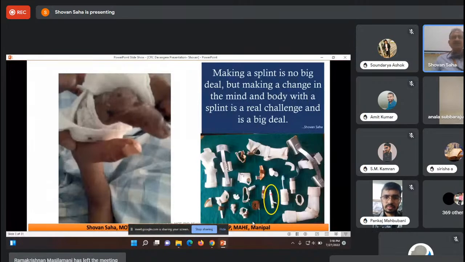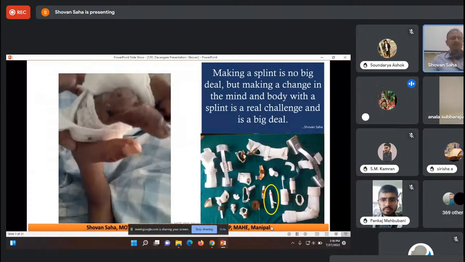And these devices were all made step by step over a period of 1.5 years. So when we choose a splint, remember that we have to commit to the patient that, look, this is the splint we are making. This is the cost of that. And this is how it will respond. This will be the outcome you can expect. And then that splint will do the work. And then you start negotiating for the second splint. Then third splint, fourth splint, fifth splint.